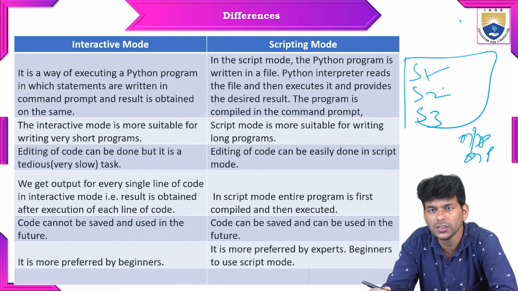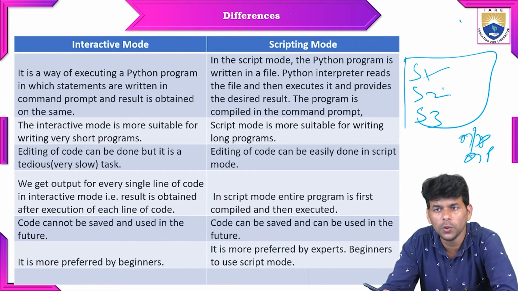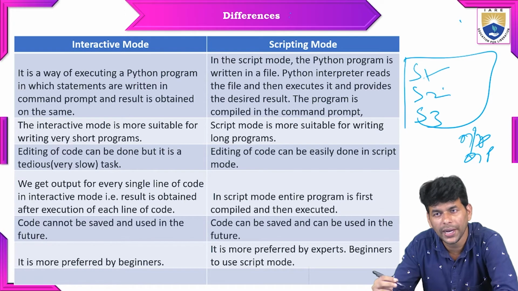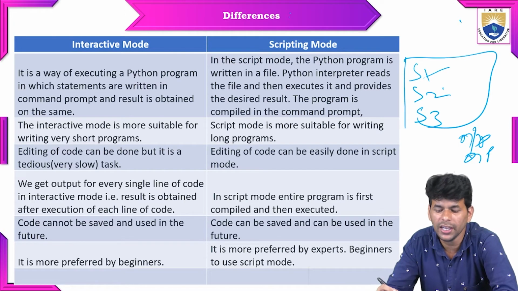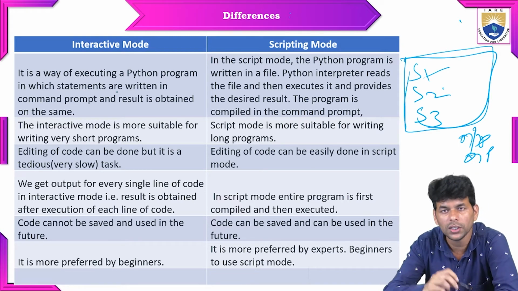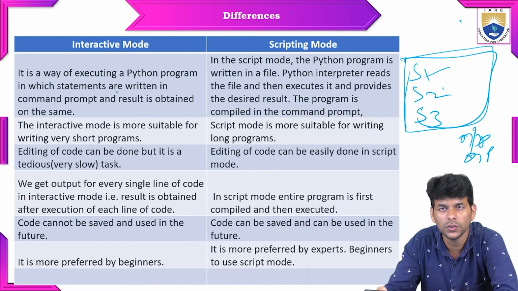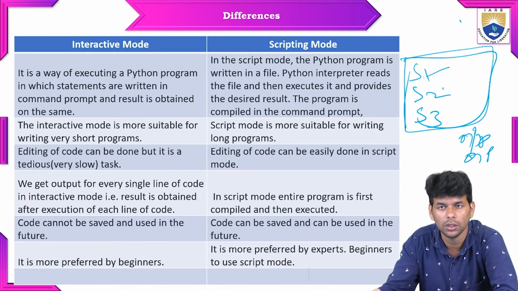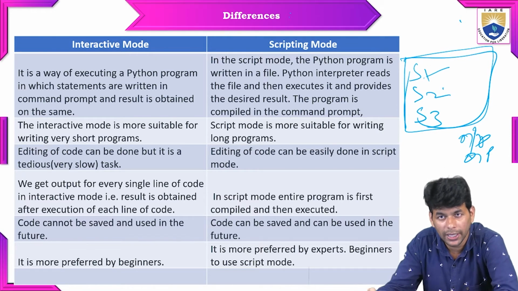But when it comes to the script mode, the entire program is first compiled and then executed. The total program will be compiled. When you are working with the interactive mode, we are using the interpreter for execution of the code. An interpreter is something which can execute the code line by line.